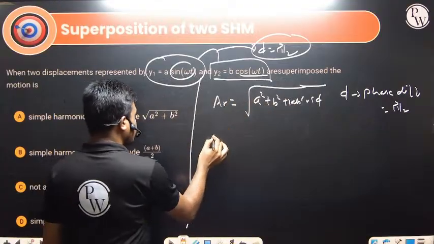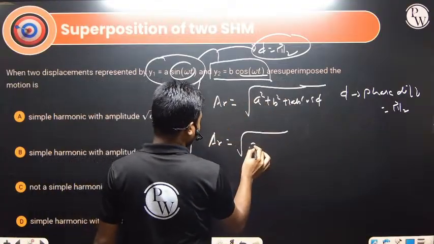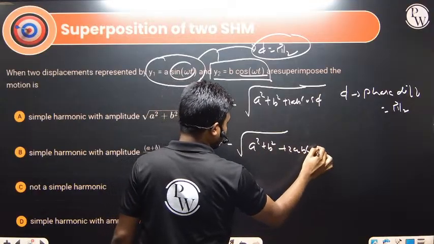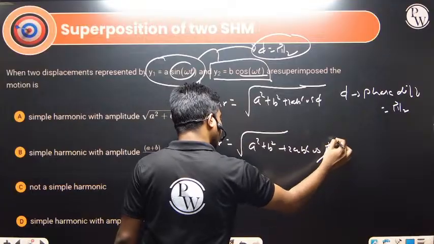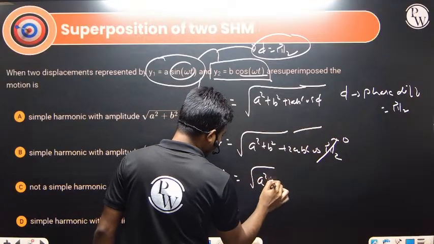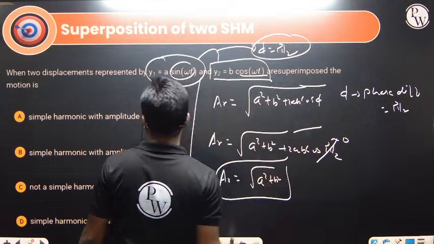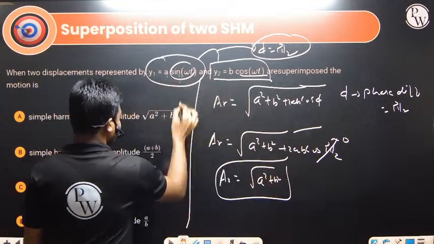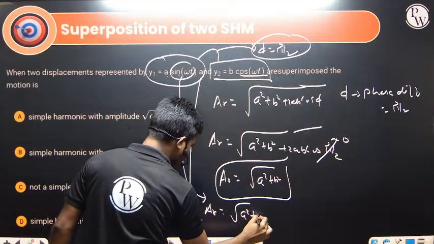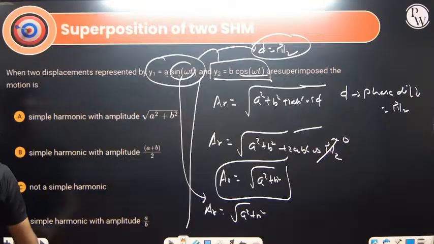Putting this value, the resultant amplitude is given by under root a square plus b square plus twice ab cos pi by 2. Cos pi by 2 value is 0. So what is the resultant amplitude that we are getting here? Under root a square plus b square. So whenever we have an equation like a sin omega t plus b cos omega t, you can note down the resultant amplitude as under root a square plus b square. It is a simple formula.